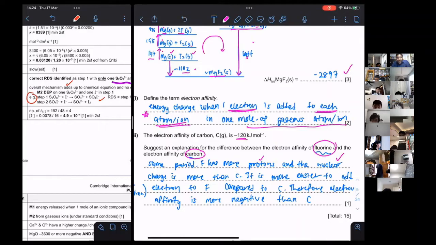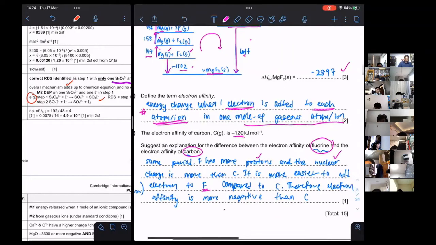If it is more positive, of course, if you want to add an electron, you want to bring in a -1 charge to something that is normally neutral, the nuclear charge is going to be more accepting if you have more protons. So it will be easier to add the electron to F compared to C. Why? Because more protons, more nuclear charge. Because it's easier, it means more attraction. Therefore, the electron affinity is going to be more negative. That is the reason.